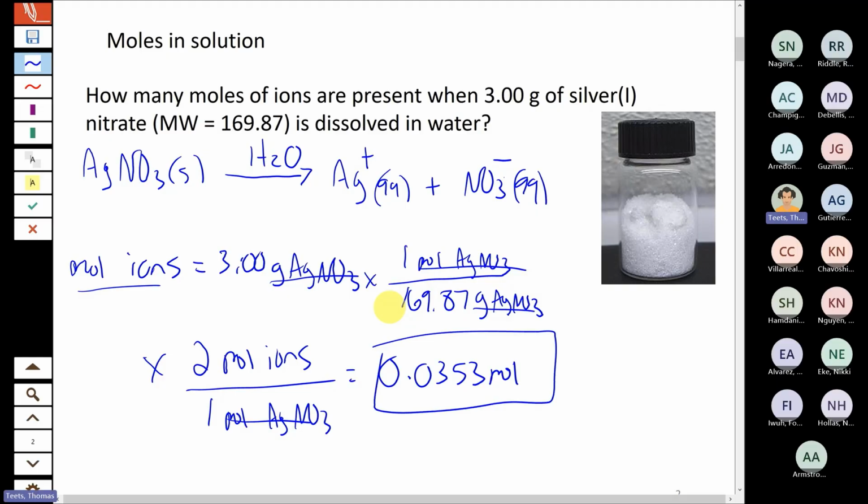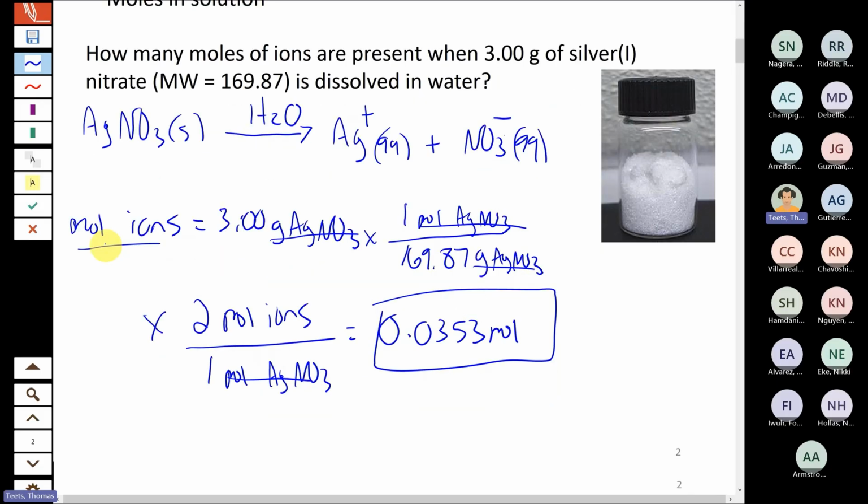So when we dissolve something in water, we have to be cognizant of that possibility. If it's an ionic compound in particular, where it would separate into ions, sometimes that's relevant, sometimes it's not. It really just depends on the situation. But in this problem, we had to take account for that.